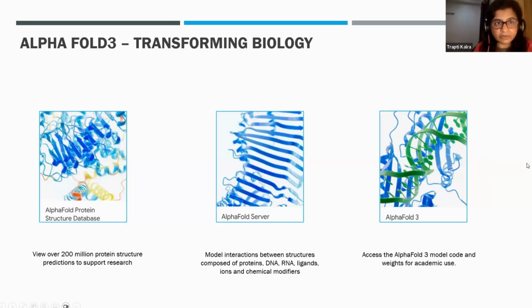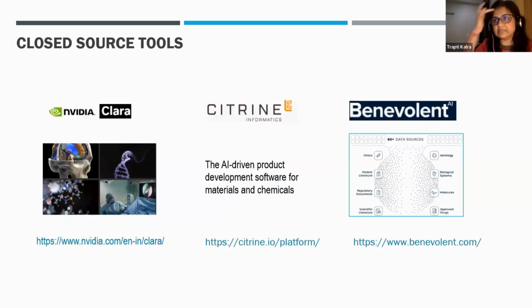They also have this server out which is accessible to everybody in the world, where if we want to see the model interactions between different structures composed of proteins, DNA, RNA, ligands, you can do that. You just need to make a server call and register for the service. And the good thing is AlphaFold 3, which is the latest version of the model, the model code and weights have been open sourced for academic use. So again, this is a great area where it can be leveraged by scientists.